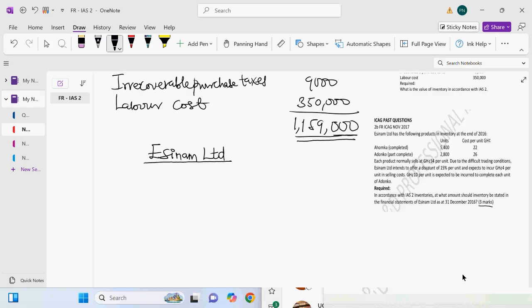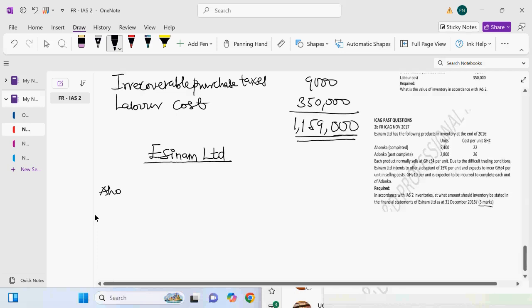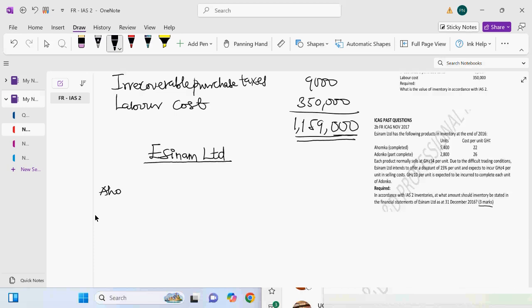So, S&M Limited, and we have Ahumka. They said find the value, the amount that should go to the financial statement. So they want the amount that will go to the financial statements.